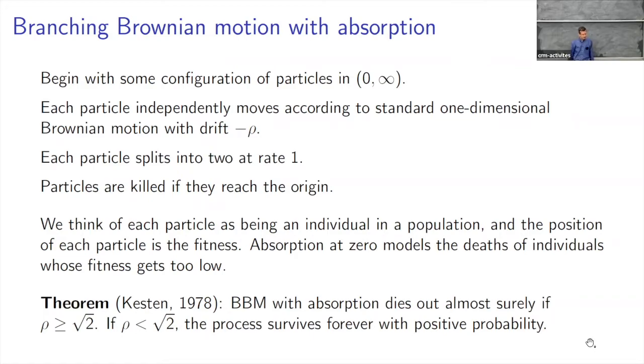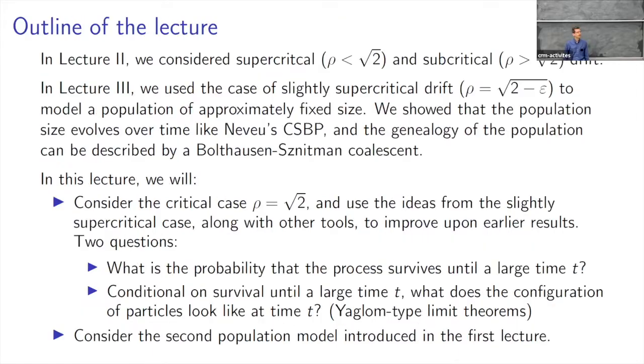Last week, we mentioned this result from Harry Kesten's original 1978 paper on branching Brownian motion with absorption. And Kesten showed that branching Brownian motion with absorption dies out almost surely if the drift to the left is greater than or equal to the square root of 2. But if the drift to the left is strictly less than the square root of 2, then the process survives forever with positive probability. Now, in the second lecture last week, we considered the supercritical case where the drift was strictly less than the square root of 2.